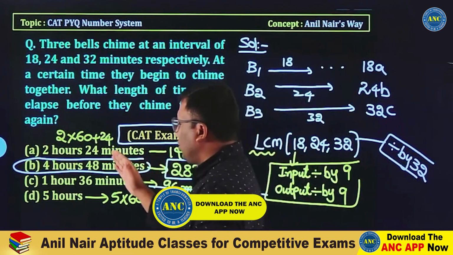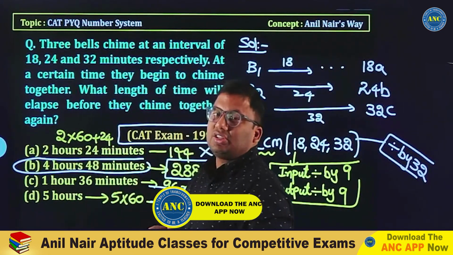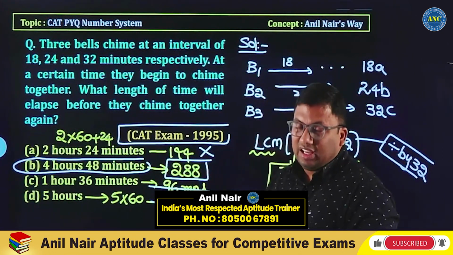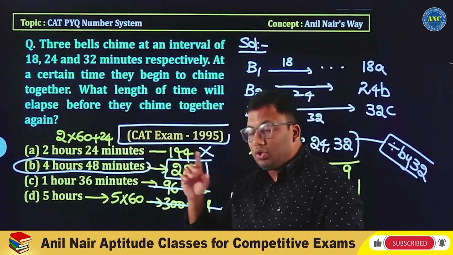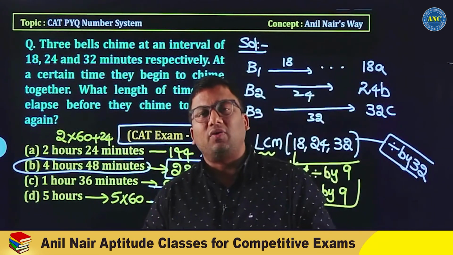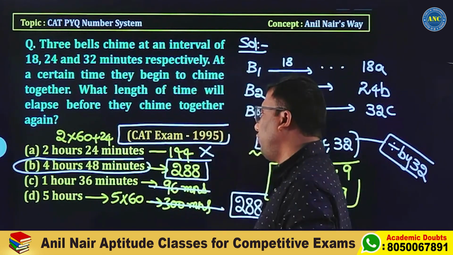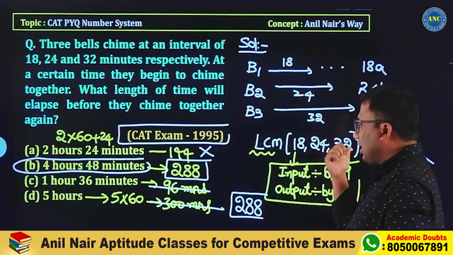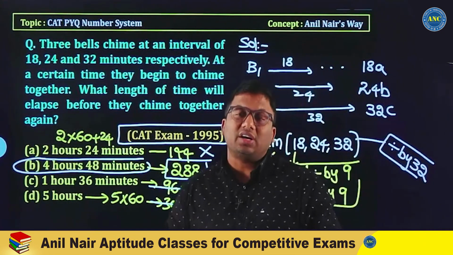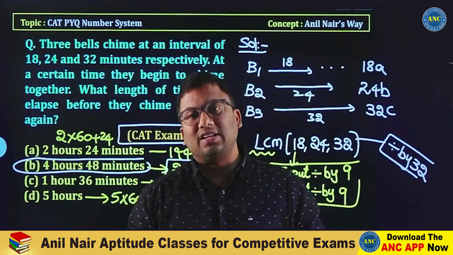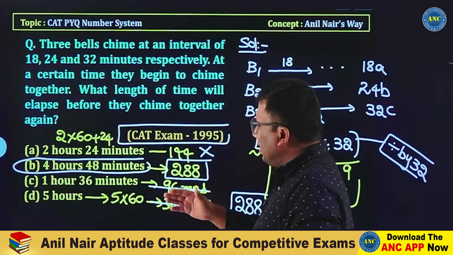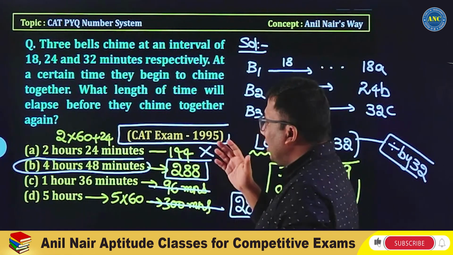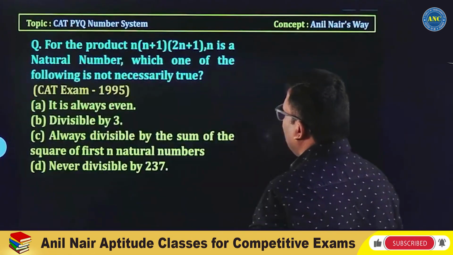4 into 60, 240. Plus 48 is 288. 288, sum of the digits is 18, which is divisible by 9. 2 into 60 plus 24, 120 plus 24, 144. It is also divisible by 9. But answer should be divisible by 32. 144 is not divisible by 32. Therefore, the answer for the question is 288. Traditional methods you will find anywhere. How I am solving? Learn the right tricks to solve the question in the fastest way.